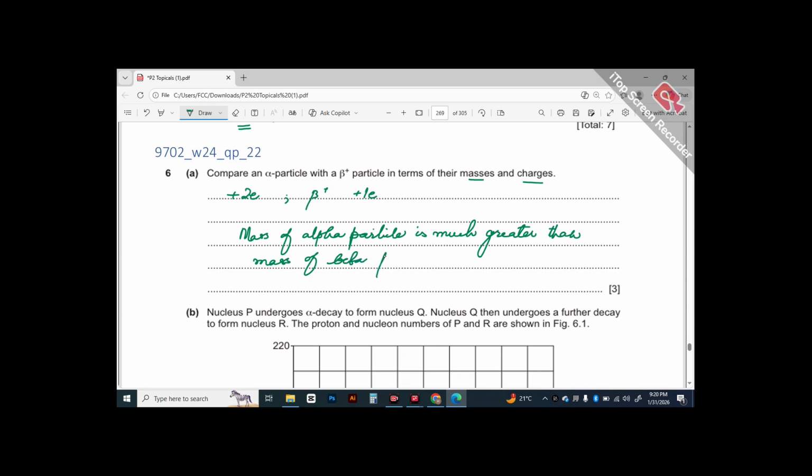Because we have agreed that almost 2000 beta particles would come together to make the mass of one nucleon, and an alpha particle has four nucleons, so we can say 4 times 2000 mass of electron gives us the mass of alpha particle, and that is something you do not need to write. This is just for your understanding. They've asked you to just compare it, so you can just go away with saying that the mass of alpha particle is much greater than the mass of beta particle.